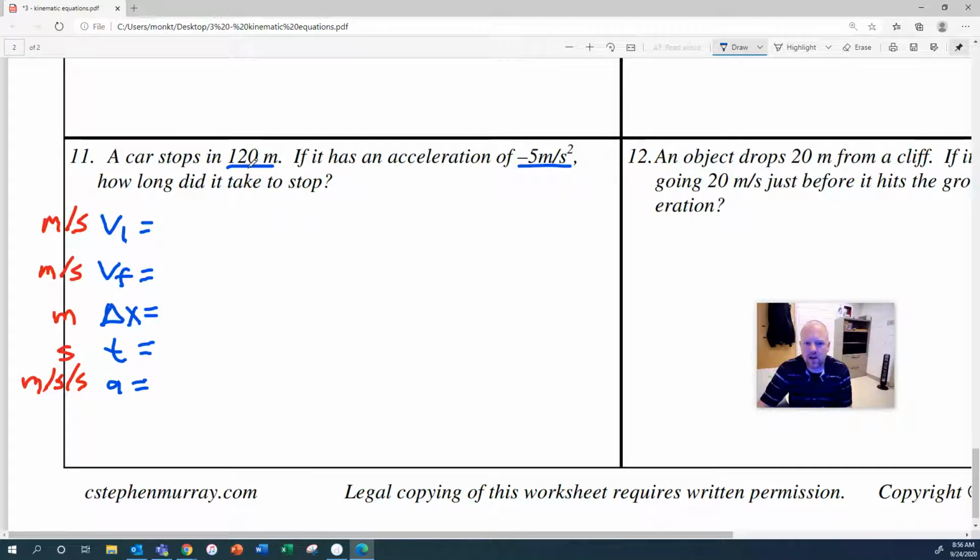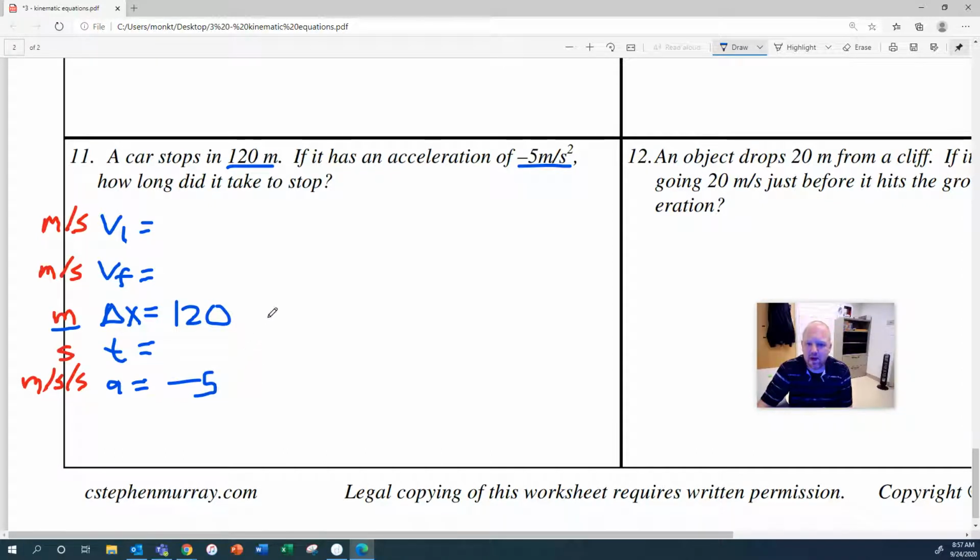And so a car stops in 120 meters. 120 meters is the unit we're looking at here. And so I'm not going to put anything other than 120 in here. I know the units are meters. We'll worry about that later. It says it has an acceleration of, and again, if you look at units, meters per second squared, this is your acceleration.